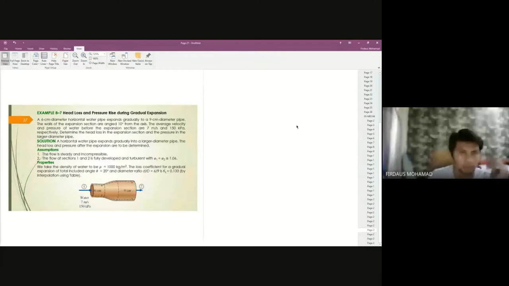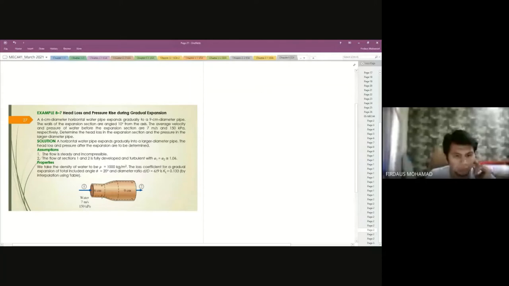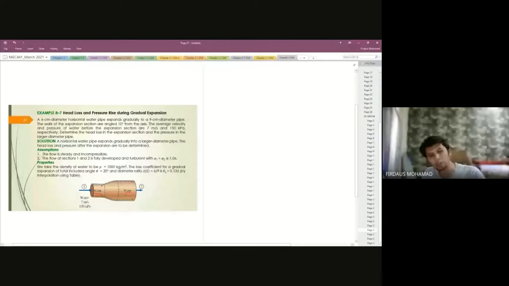This is an example to calculate the minor head loss and pressure rise during a gradual expansion. Expansion means from 6 centimeter to 9 centimeter, so it is a gradual expansion, expanding from a low diameter pipe to a large diameter pipe. Let's read the solution.